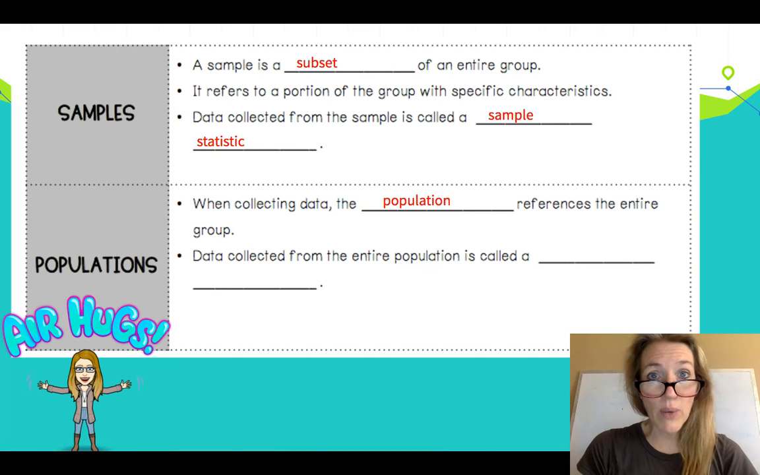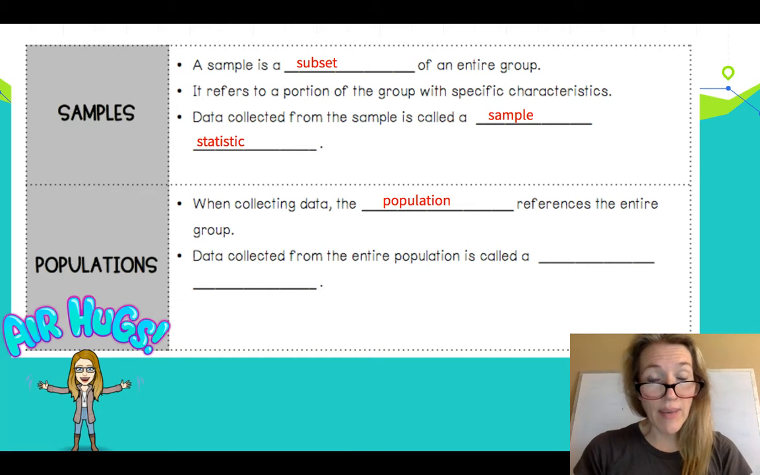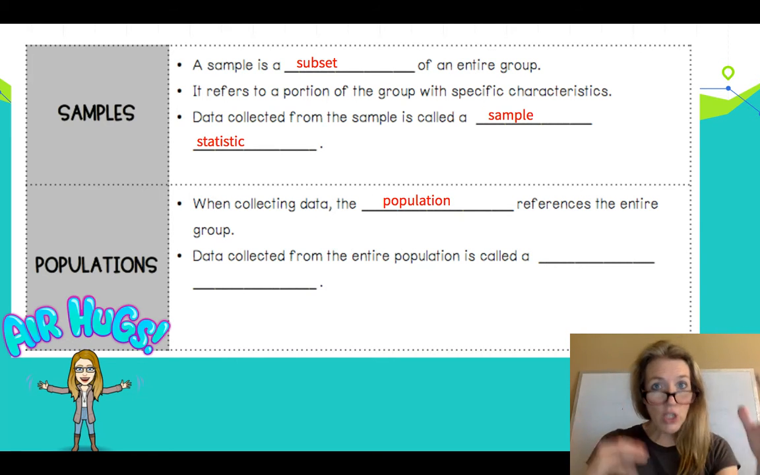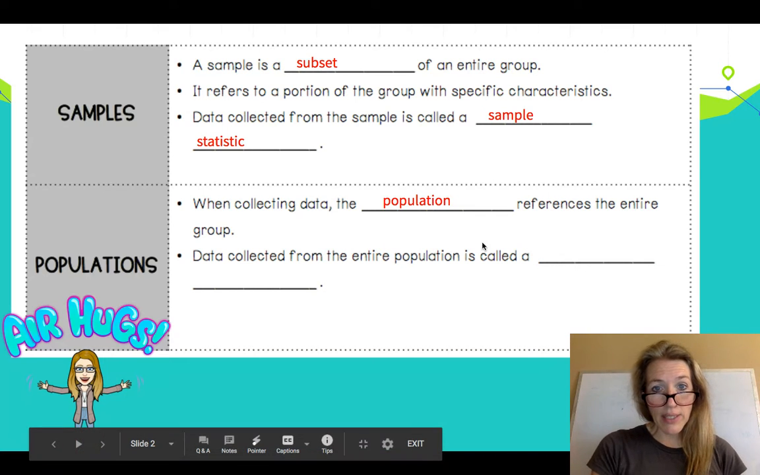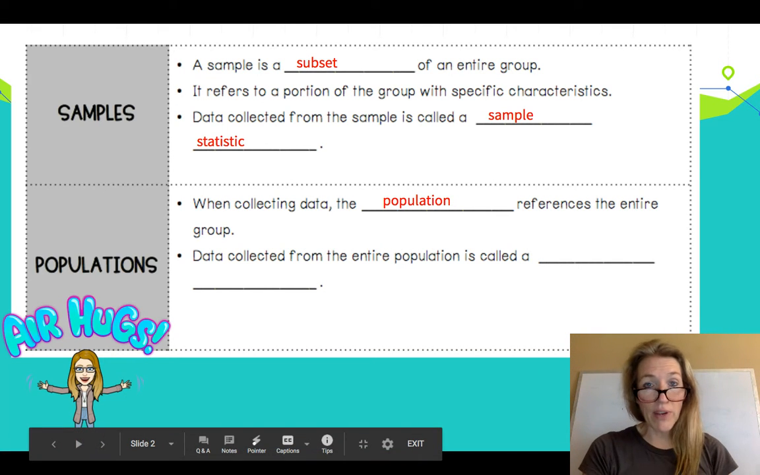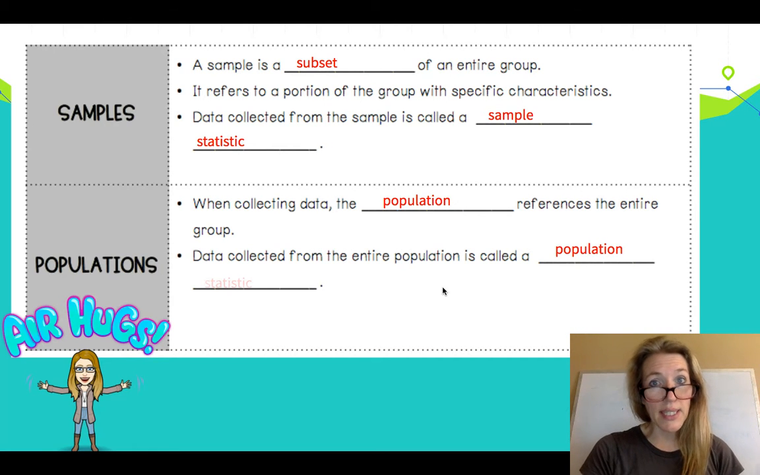So I'm just going to give you a quick example. If our whole population is our junior high population at Glen Rose Junior High, a subset or a sample of that population would be our 7th grade class. So it's just a smaller group that we can reduce and study and make predictions about the rest of the school. Now, when we're talking about collecting data from an entire population of people, that is called a population statistic.